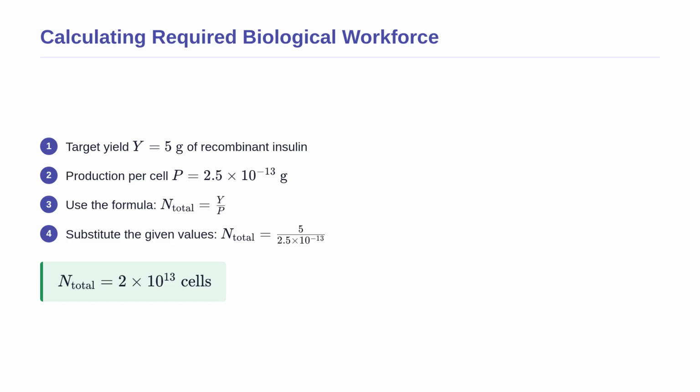We set up our equation, N total equals Y divided by P. We substitute 5 grams for the numerator and 2.5 × 10⁻13 for the denominator. Performing this division gives us a staggering final answer, 2 × 10⁻13 individual cells. This massive number represents the absolute biological workforce required to successfully meet our pharmaceutical production goal.